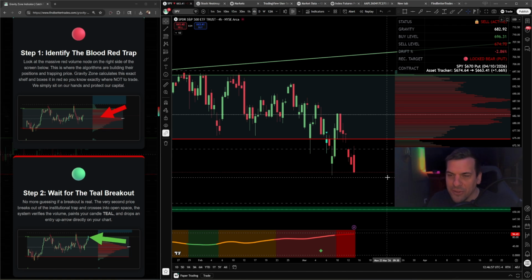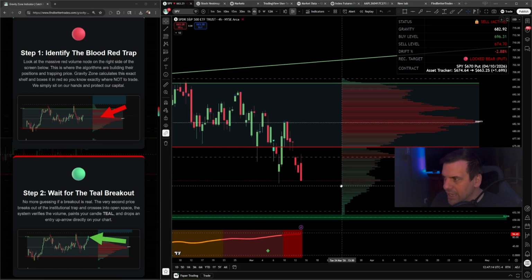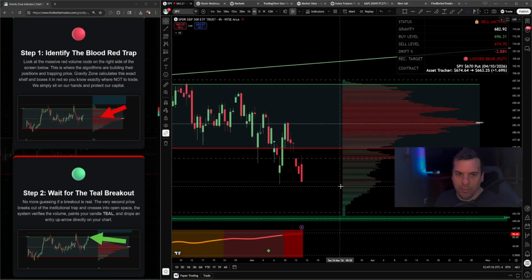So write this down, sit there, pay attention, because this is a really critical 3-step process. It's a very simple process, but this is exactly how you get trades with this thing. So the first thing is that you are going to identify the blood red trap on the screen. And where do we see that? Where is the blood red trap? Well, it's right above me. You can see it right here.